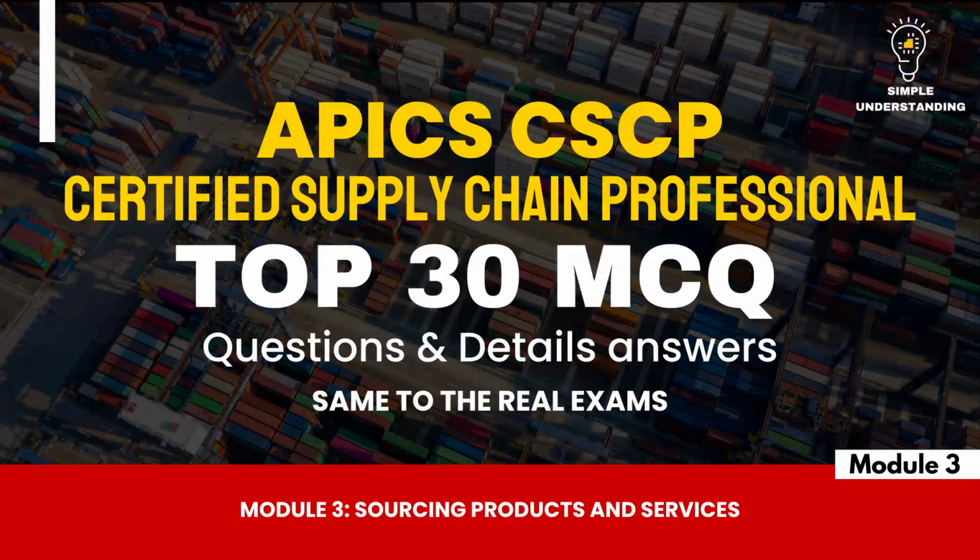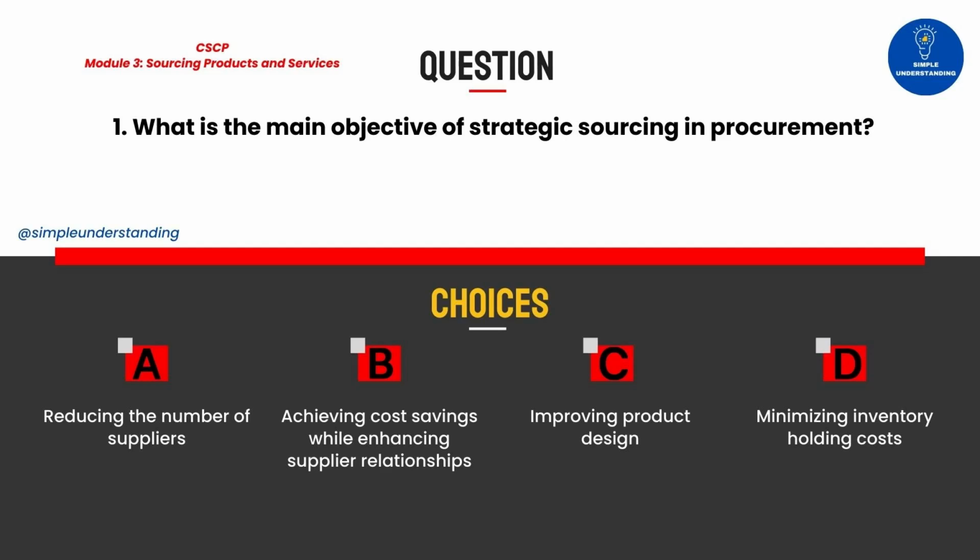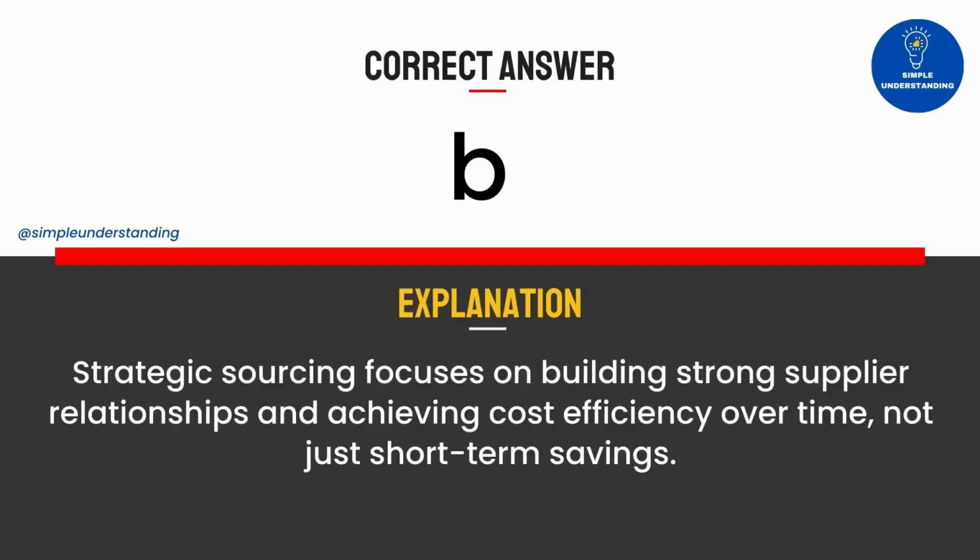Here is a set of 30 challenging multiple-choice questions, MCQs, for Module 3, Sourcing Products and Services. 1. What is the main objective of strategic sourcing and procurement? A. Reducing the number of suppliers. B. Achieving cost savings while enhancing supplier relationships. C. Improving product design. D. Minimizing inventory holding costs. Correct answer B. Explanation. Strategic sourcing focuses on building strong supplier relationships and achieving cost efficiency over time, not just short-term savings.